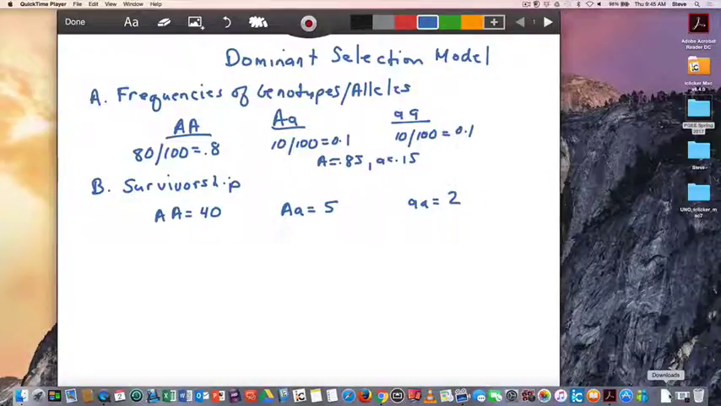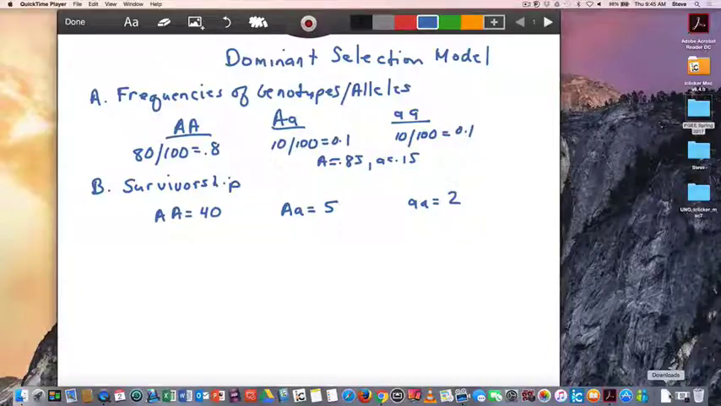So let's kind of go through the phases of it. The first thing we're going to have, the frequencies of the genotypes and alleles are exactly the same as in the video tutorial. There are 100 individuals, 80 are big A, 10 are heterozygous, and 10 are small a. Again, you need to be able to figure out the allele frequencies from those genotype frequencies.